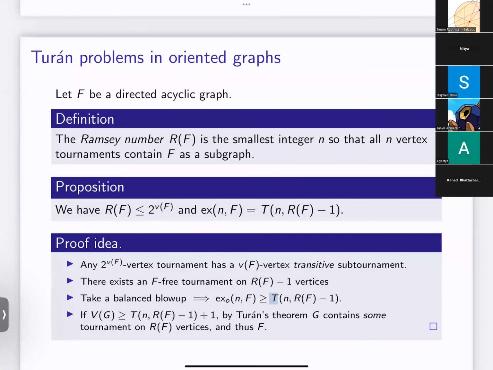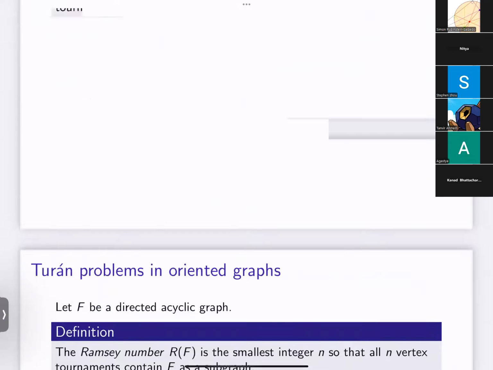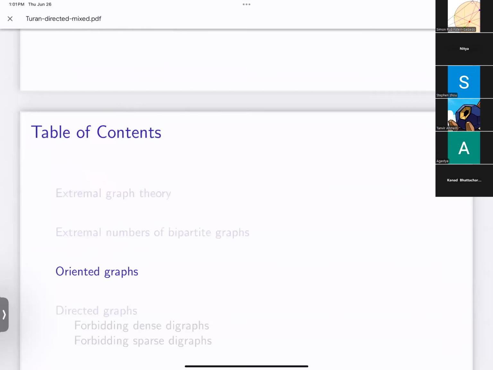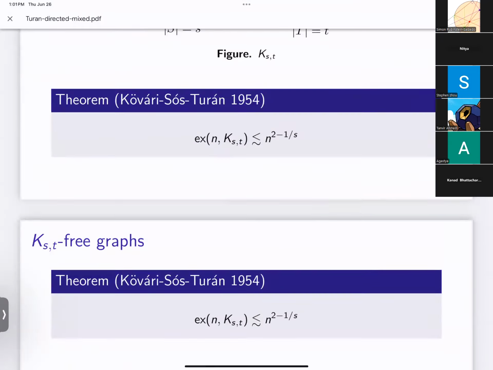I understand. Pardon? I don't think I understand here. Let me go back up to the figure, because I think that will help a little bit in the undirected setting.